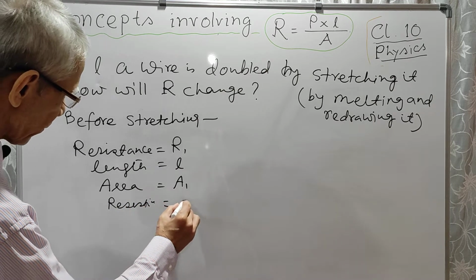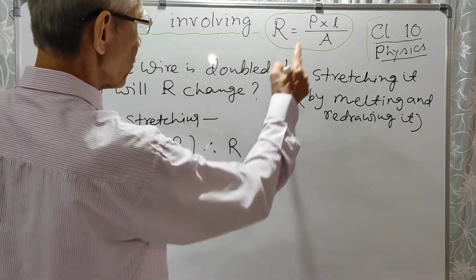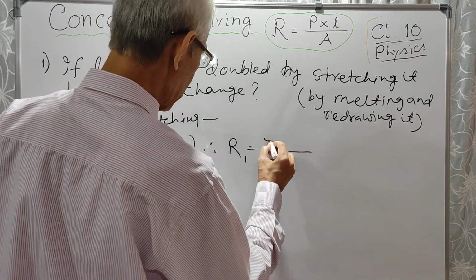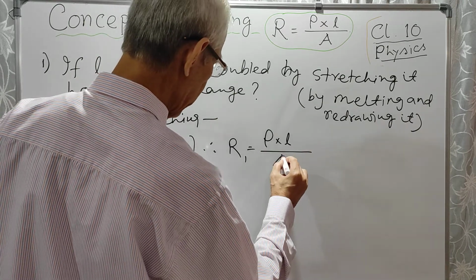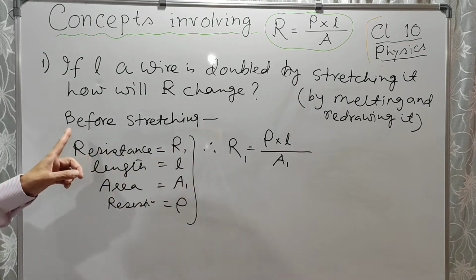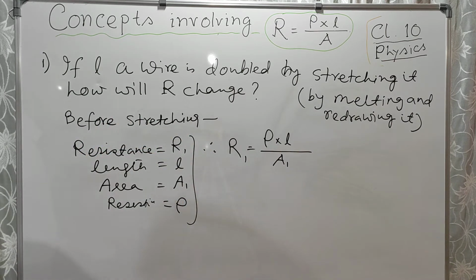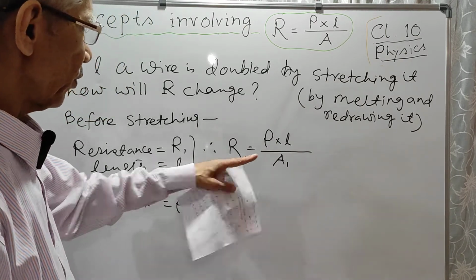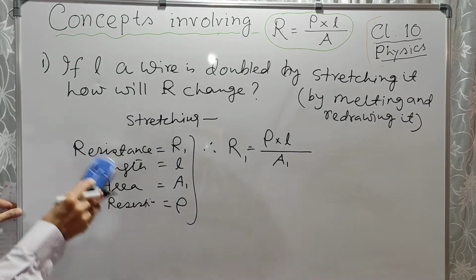So what is the relation using this formula? R1 equals rho into L by A1. So this is the resistance of the wire before stretching. Okay. Now let us see what happens after stretching.